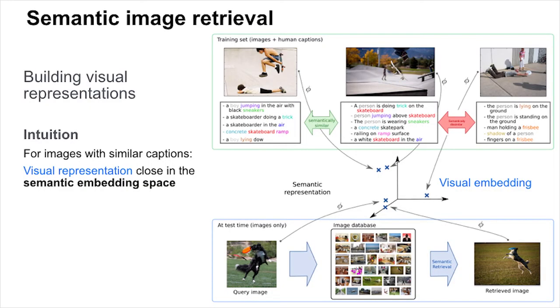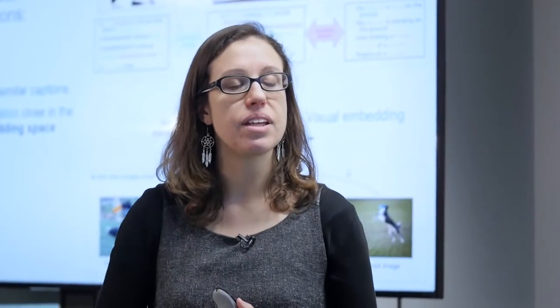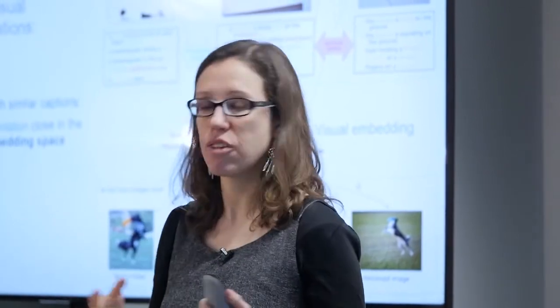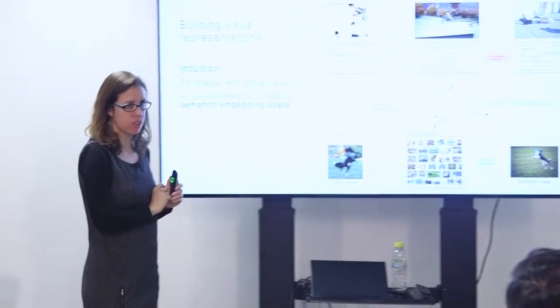Now, if they're very different according to the text, we want to push them far apart. And we have many of these constraints because we have an entire data set for which we have captions. So we're going to try to enforce all this. And if we represent the space appropriately, hopefully it will generalize well. So remember, we have the text only at train time. But at train time, we can leverage it.